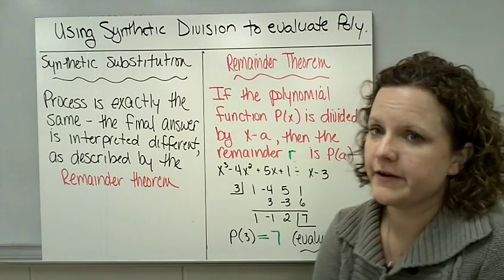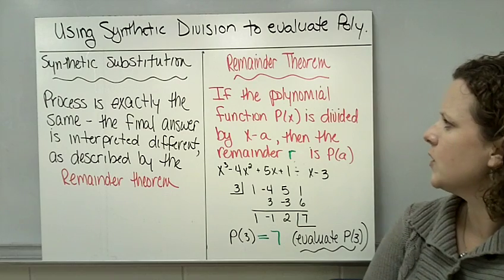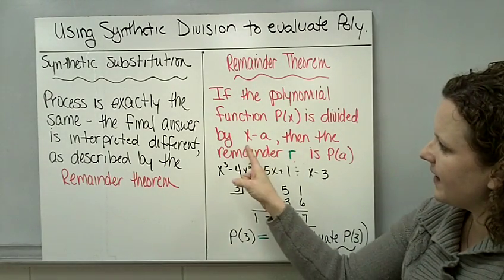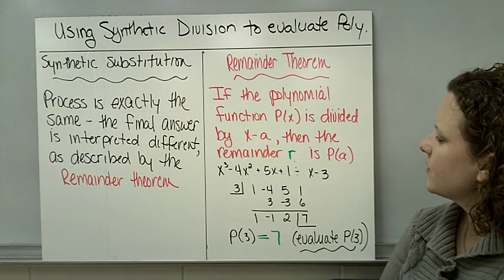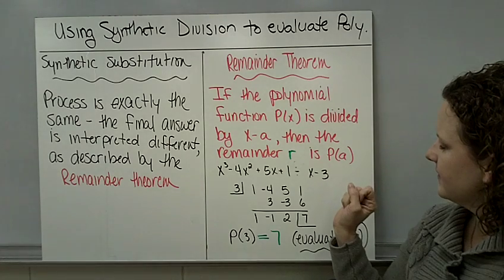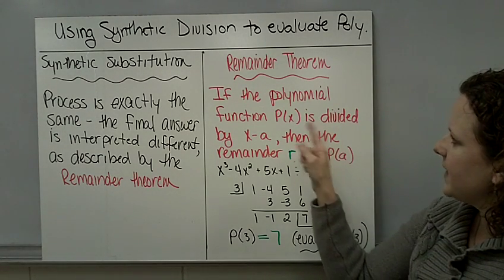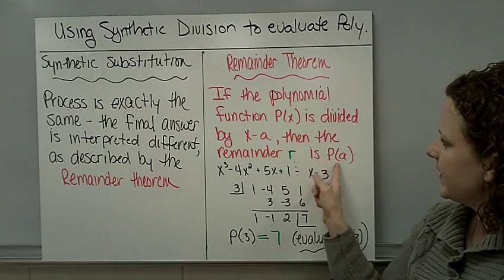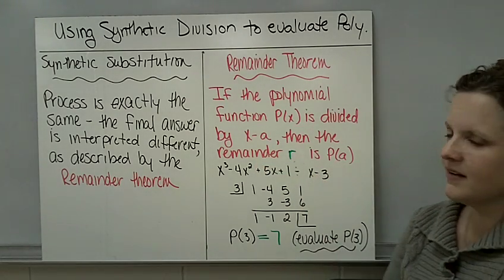So, the remainder theorem: if the polynomial function p of x is divided by x minus a, then the remainder, r, is p of a. So we are evaluating a polynomial at a. So our answer is p of a.